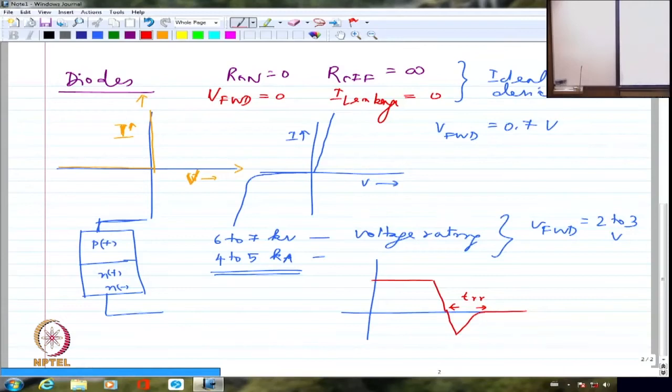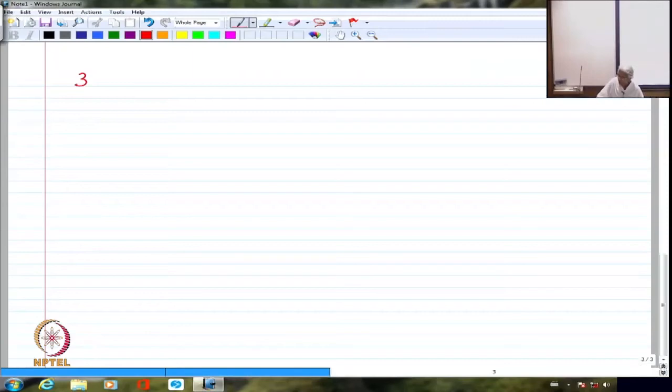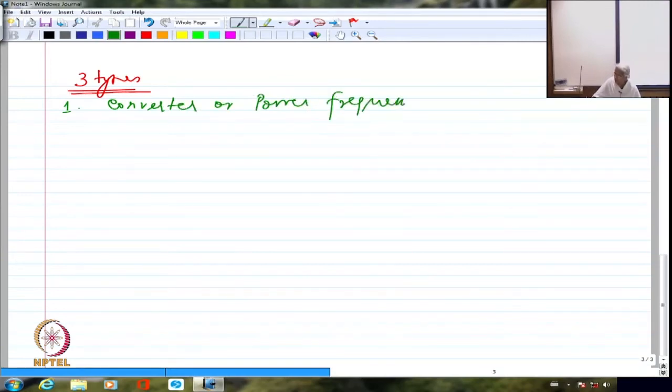So reverse recovery time has to be brought down if I want to operate it in high frequency circuits. Now there are mainly three types of diodes we encounter in many of the power electronic circuits. One is converter or power frequency diodes. Power frequency is obviously 50 Hertz. So we use it for rectification in most of the cases with the 50 Hertz supply. So in those cases, we call them power frequency diodes.